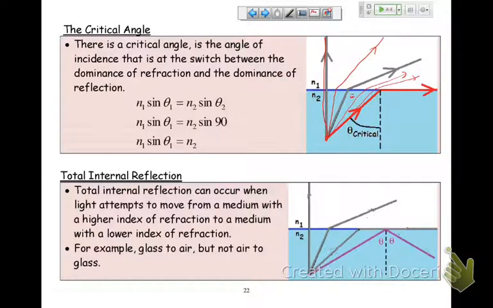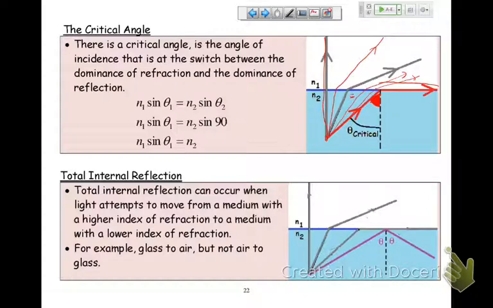So it's no longer escaping the water. That's a very important angle, and that's called the critical angle. The angle at which it approaches the surface is called the critical angle.